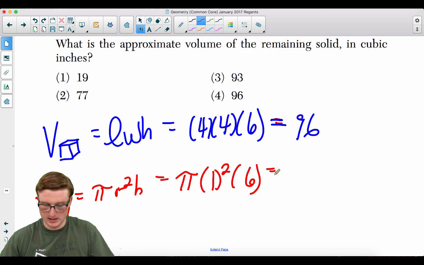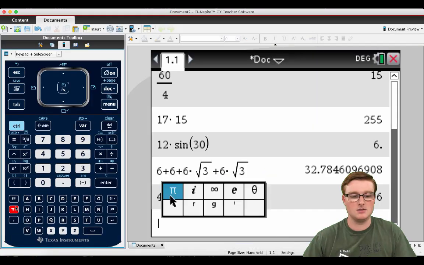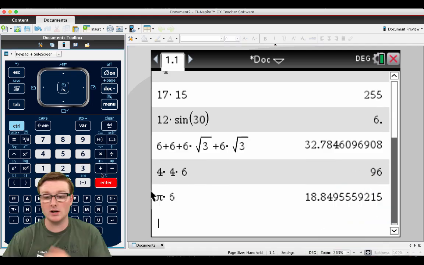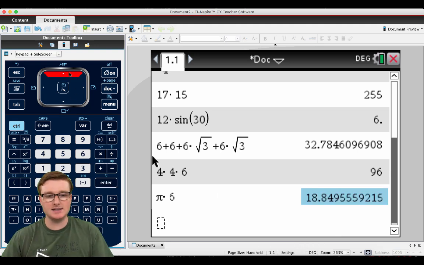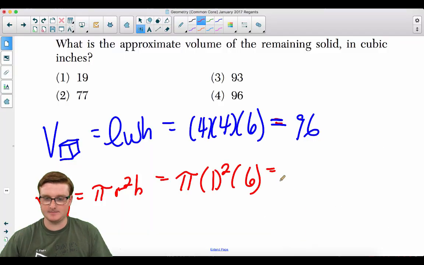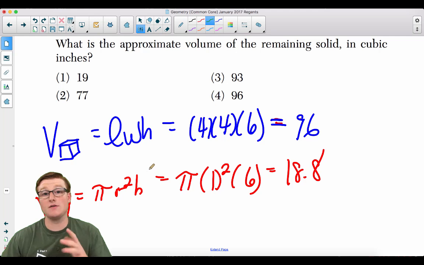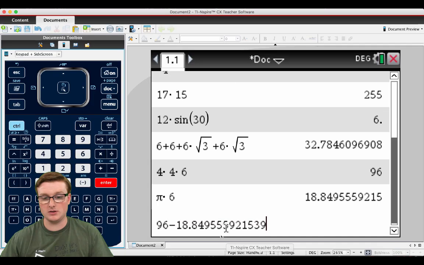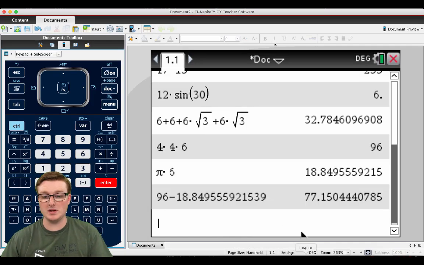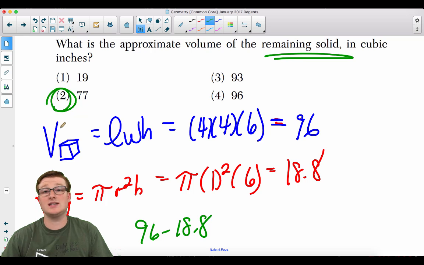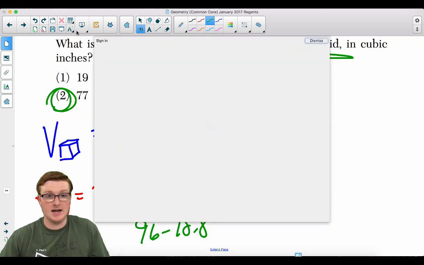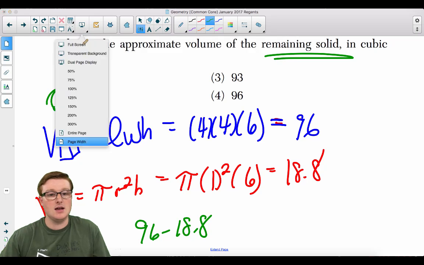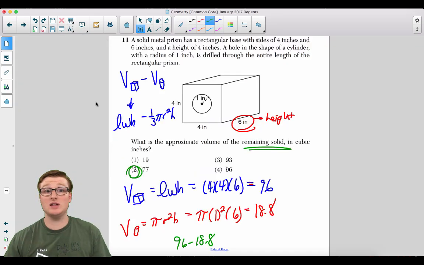And this will give us approximately, let's see, pi times 6. It's really pi times 6. One is there, but we don't really need it. So that's going to be 18.8. So we take 96 minus 18.8 to find the volume of the remaining wood. The remaining solid is 96 minus 18.8. When you plug that into your calculator, you get 77.1. So that's approximately equal to 77, which is going to be choice 2. And that is how you do question number 11.